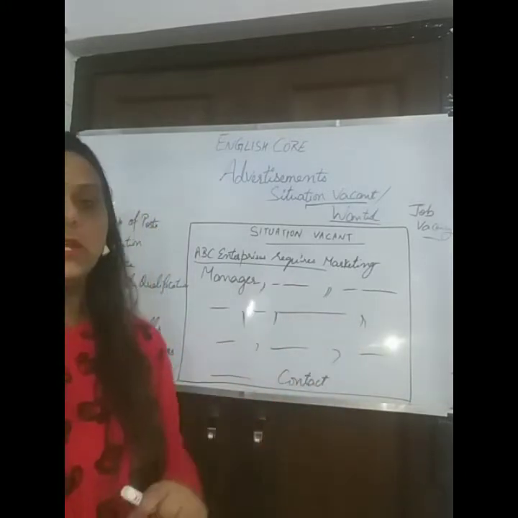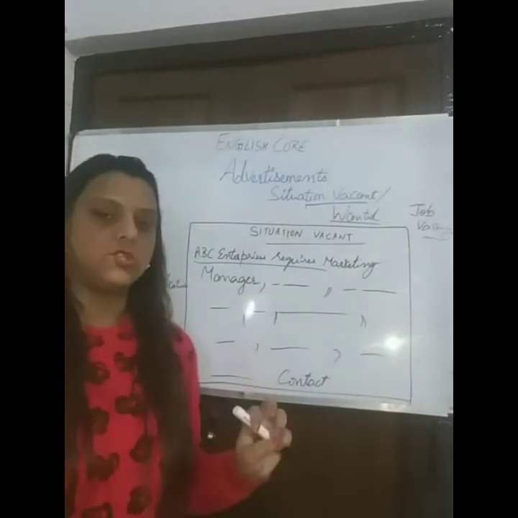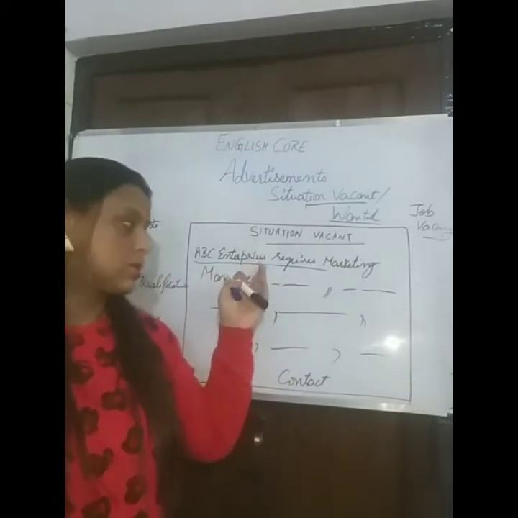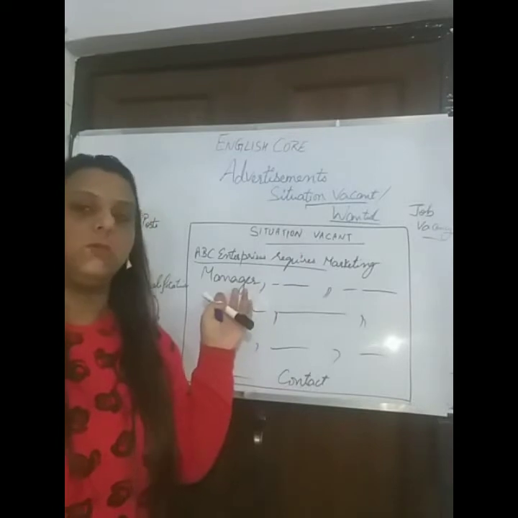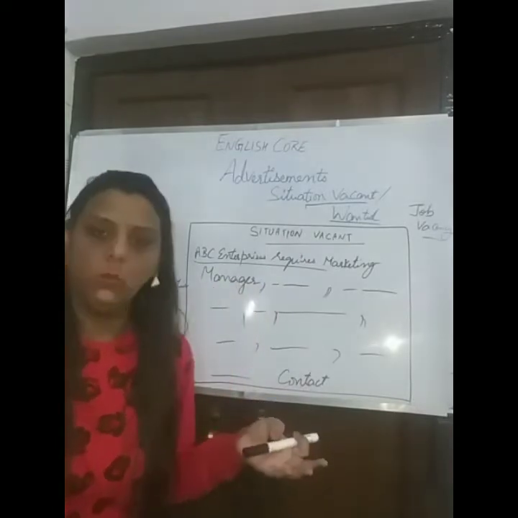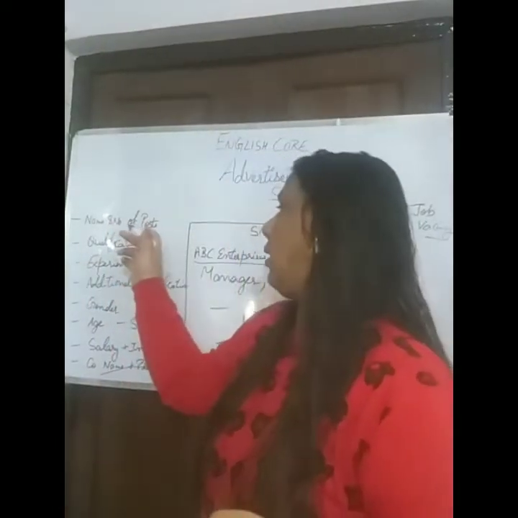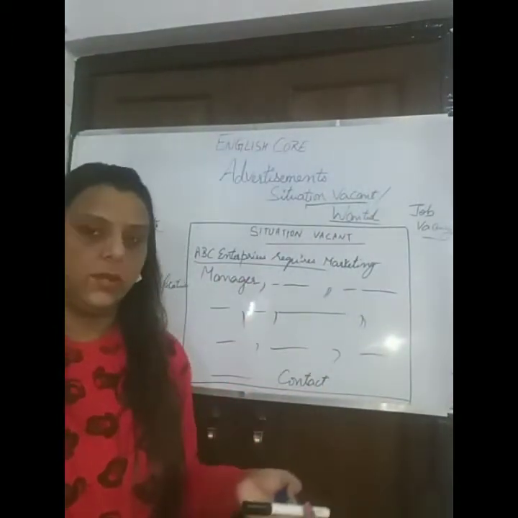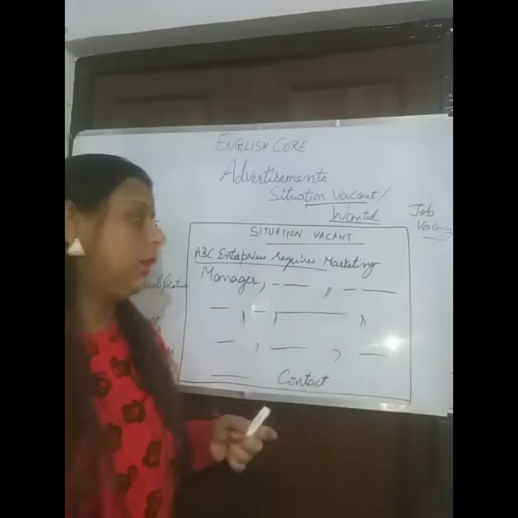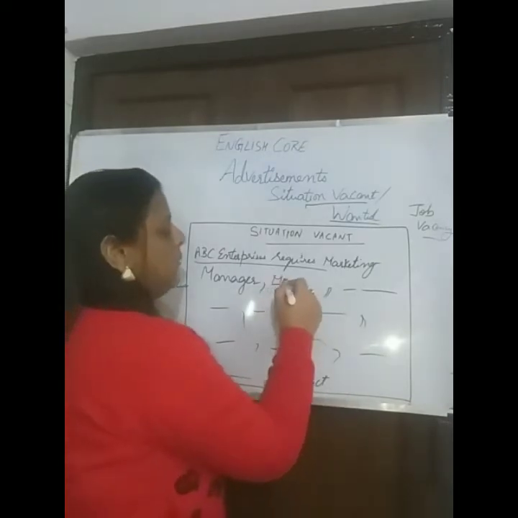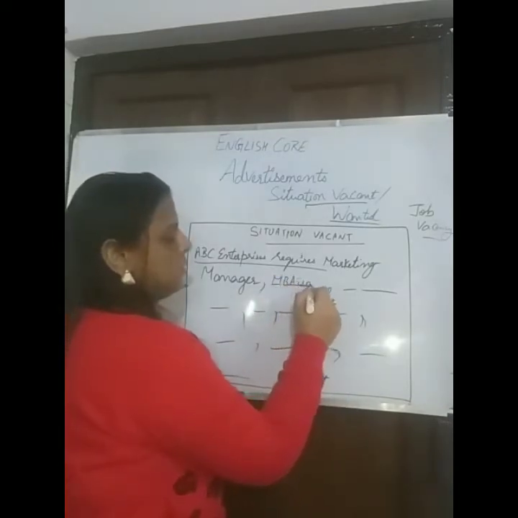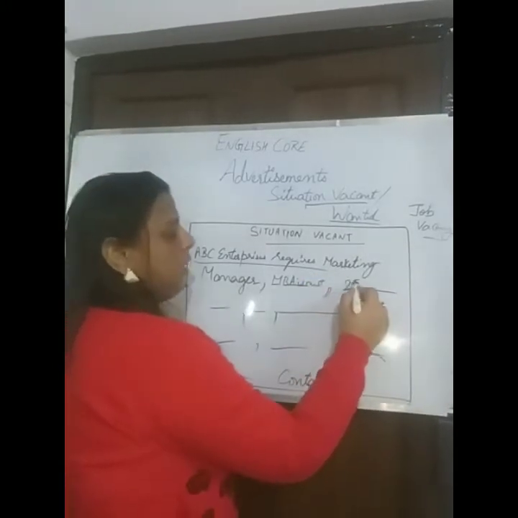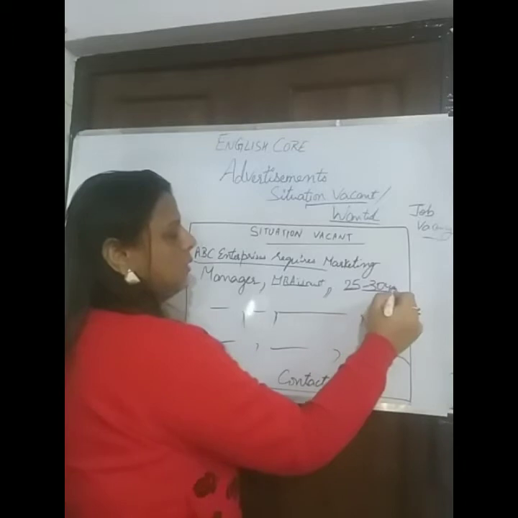Like ABC Enterprises requires marketing manager. I have given the name of the company. If I want, I can write the place here also. Requires marketing manager. I have written the name of post. I want only one. This is for one marketing manager only, so I have not given the number of posts. If I require 4, 5, then I can write it. Then you need to mention the qualification that MBA is must. Age group you can give 25 to 30 years.